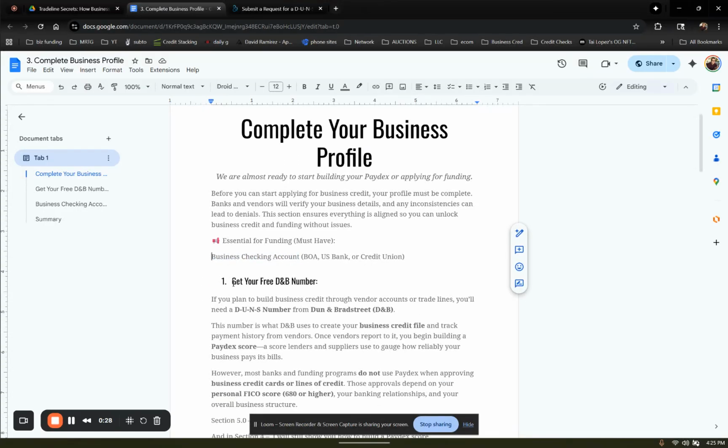The DUNS number, this isn't required. This is mainly to be able to build a Paydex score. And the main lenders that look at Paydex are suppliers, right? They extend these vendor credit accounts, like a net 30, which is just 30 days to pay off the invoice. They're tracking your payment history, like the payment experience, how you're handling those invoices. So it's primarily used with suppliers, but some commercial insurance groups use it, right?